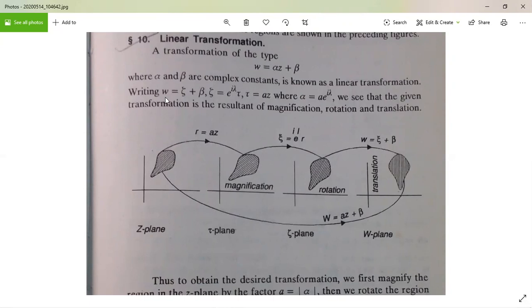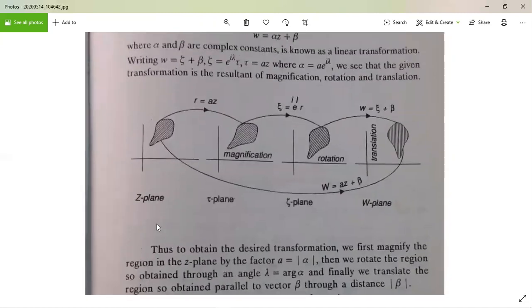By writing omega equals zeta plus beta, where zeta equals e to the power i lambda times tau, and tau equals a z, where alpha equals a e to the power i lambda, we see that the given transformation is the resultant of magnification, rotation, as well as translation.